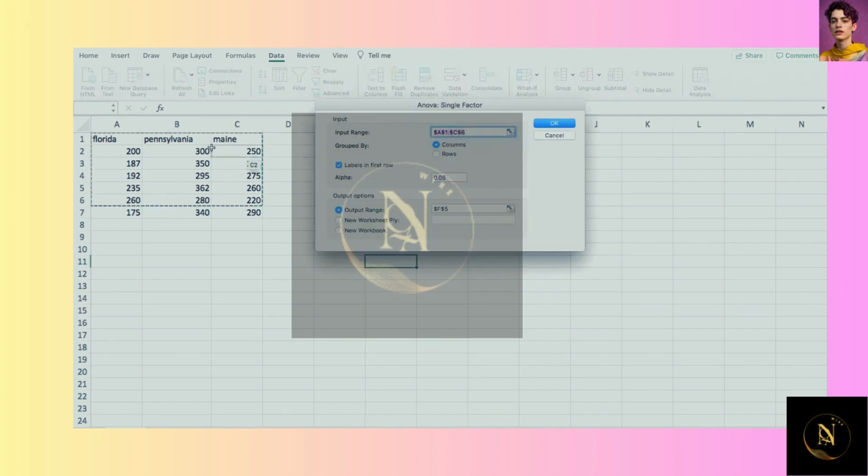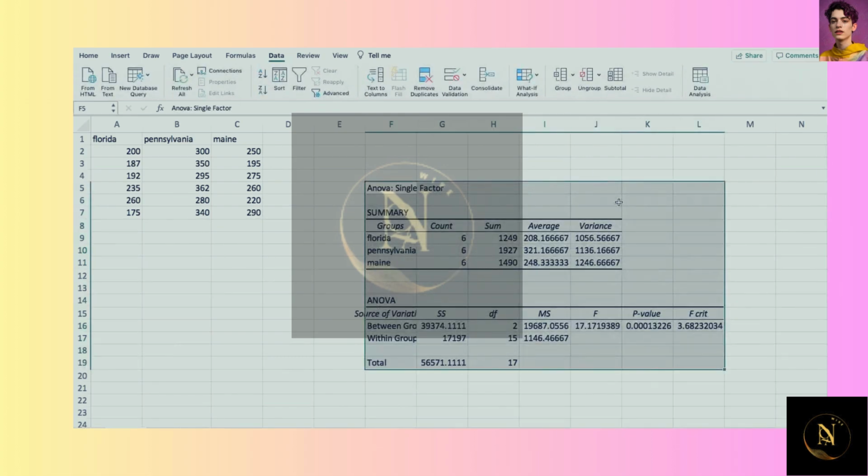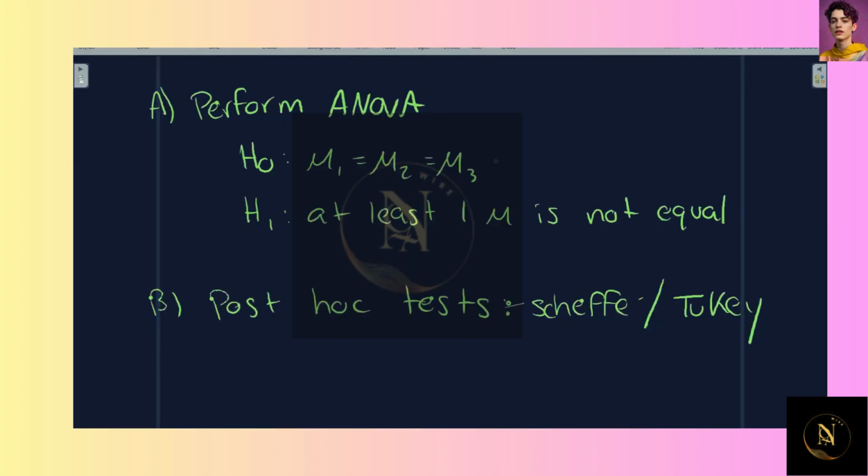So we're going to select all of our data. We do have labels and our alpha level is 0.05. Let's go ahead. Okay, so we have a significant result if our test statistic is larger than our critical value. So is 17.17 greater than 3.68? Yes, it is. So we do have a significant ANOVA result.